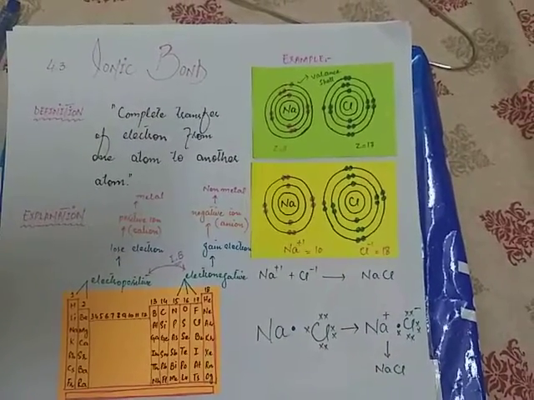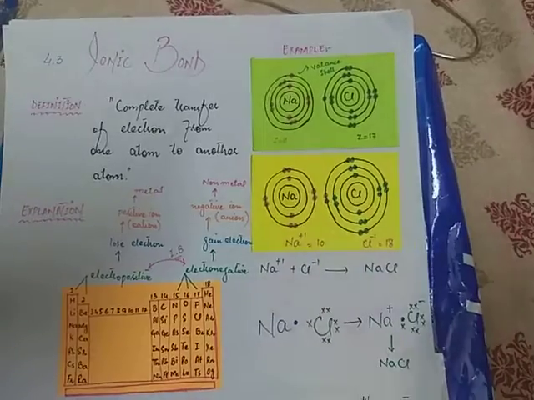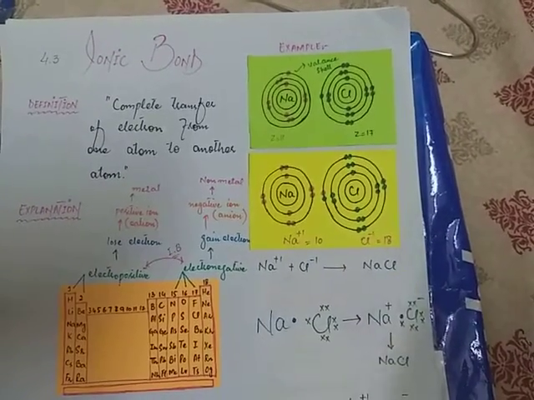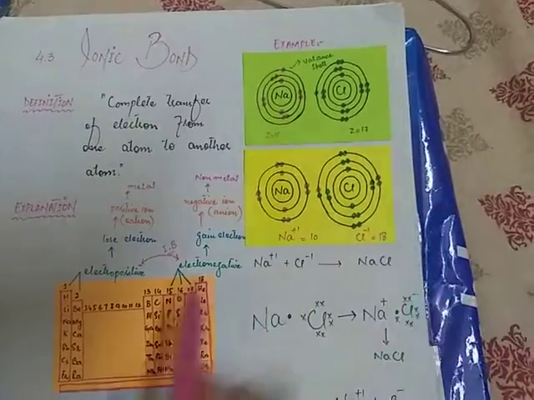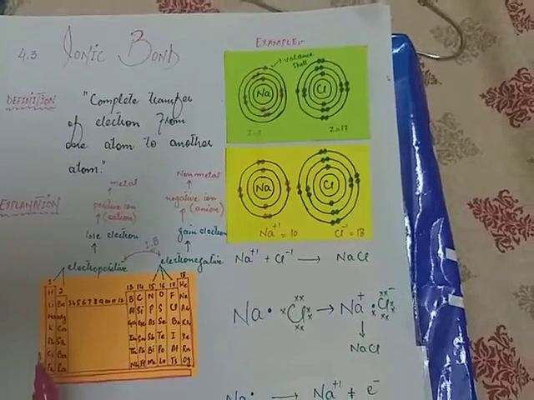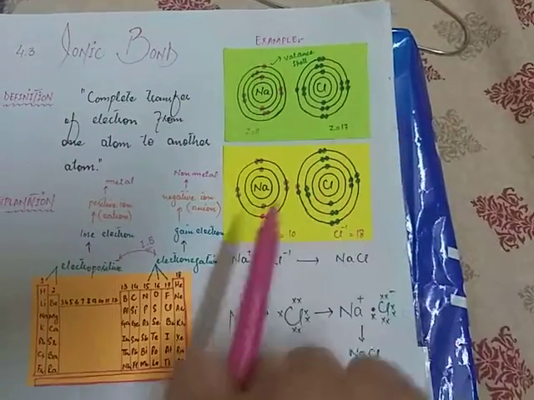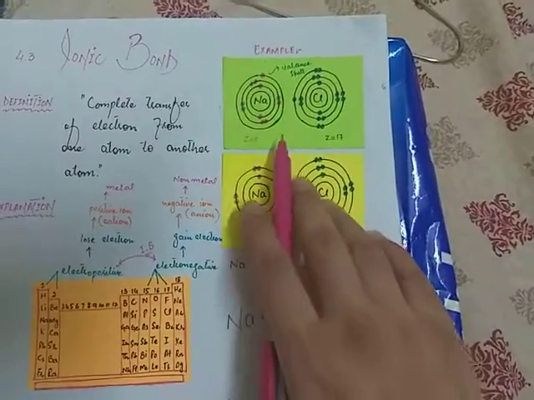So the complete transferring of electron from one atom to another atom is called ionic bond. For example, here is an example of sodium chloride. Beta, just take a look at this picture.